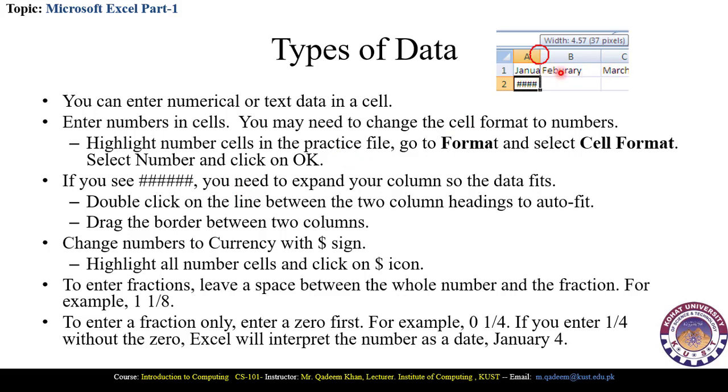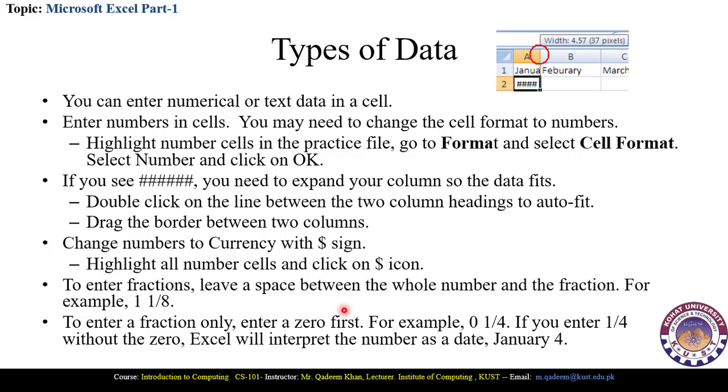In Excel, you can type multiple sorts of data like January, February, March. This is string data. Similarly, if there is numeric data and you type another sort of data, then an icon will appear that shows that you have not typed valid data. So just double click on the line between the two column headings to autofit. Automatically it will be filled with the other data here. You can also drag the border between two columns. For example, just expand them. Then you will see that January will be completely available for you.